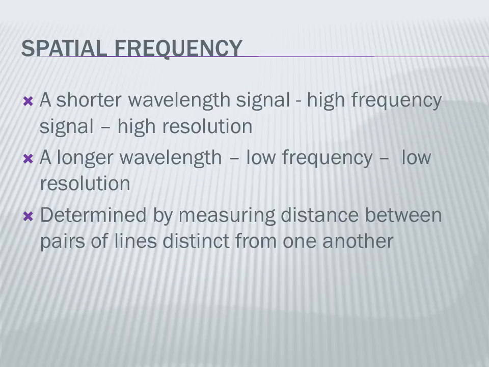Spatial frequency: a shorter wavelength signal is a high frequency signal, high resolution; a longer wavelength is low frequency, low resolution. It's determined by measuring distance between pairs of lines distinct from one another. The higher the frequency, the closer the sine waves, the closer the line pairs.